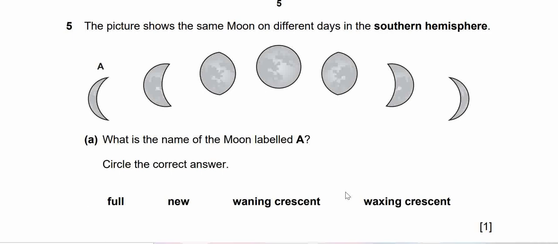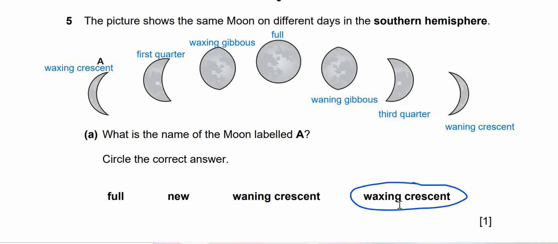Alright, let's open up the answer, guys. And here we go. This is the answer: waxing crescents. What is the explanation? Since this is in the southern hemisphere, keep in mind this is different compared to the northern hemisphere. In the southern hemisphere, shape A is waxing crescents and goes to first quarter, and then waxing gibbous and full moon and waning gibbous, third quarter and waning crescents.